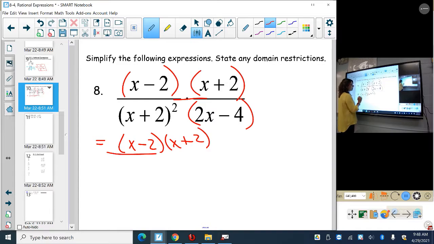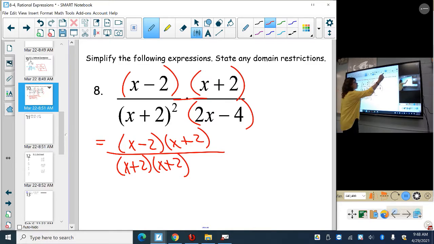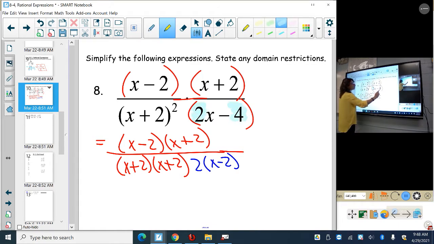It's already factored completely. My denominator, I have 2 of these in there, so I'm going to write it down twice. And then I have a GCF here of a 2, so I'm going to pull out the 2, and then what is left is going to be an x minus a 2. Okay, does everybody see what I did there? There is a common factor of 2 inside 2 and 4, so I pulled that out, and what was left was the x minus 2.